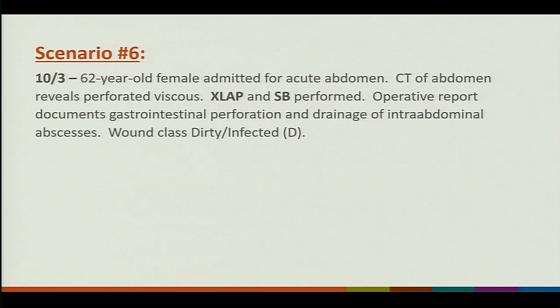On 10/3, a 62-year-old female was admitted for an acute abdomen. A CT of the abdomen revealed perforated viscus. An XLAP and a small bowel resection was performed. The operative report documented gastrointestinal perforation and drainage of intra-abdominal abscesses. The patient had a wound class that was noted as dirty infected.